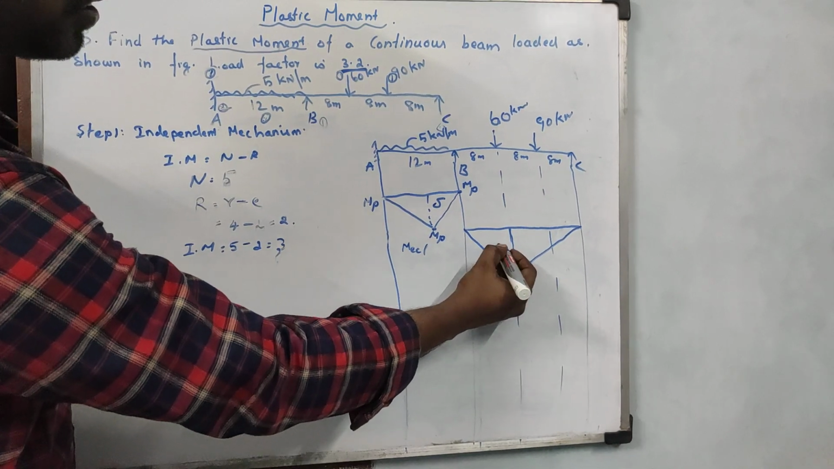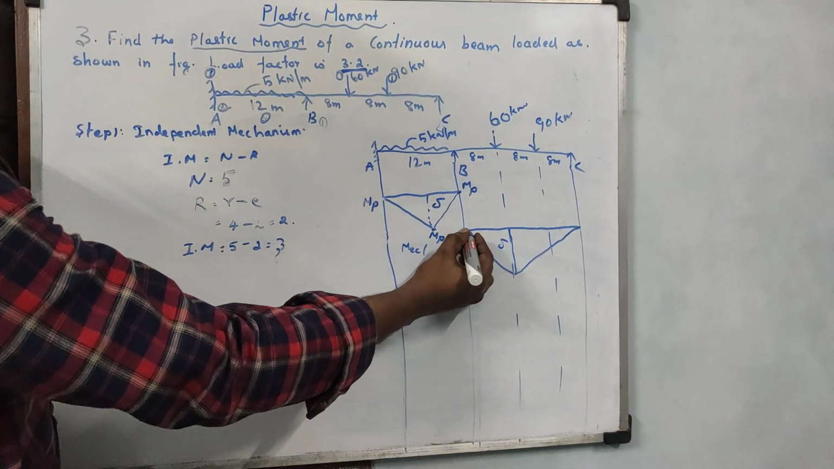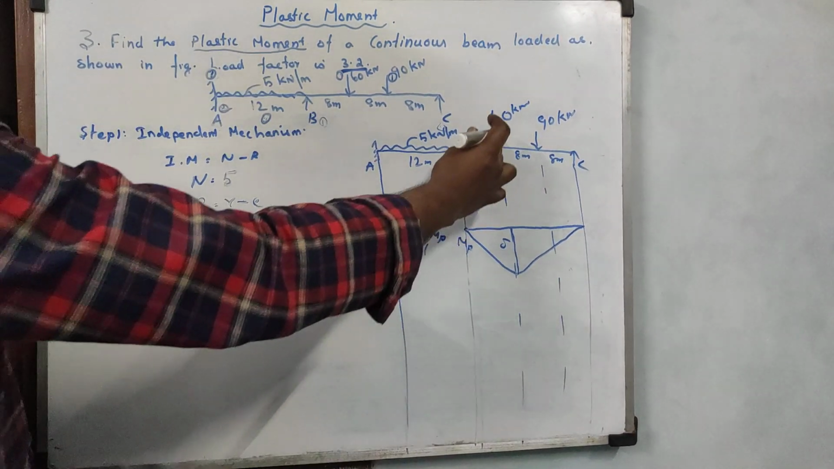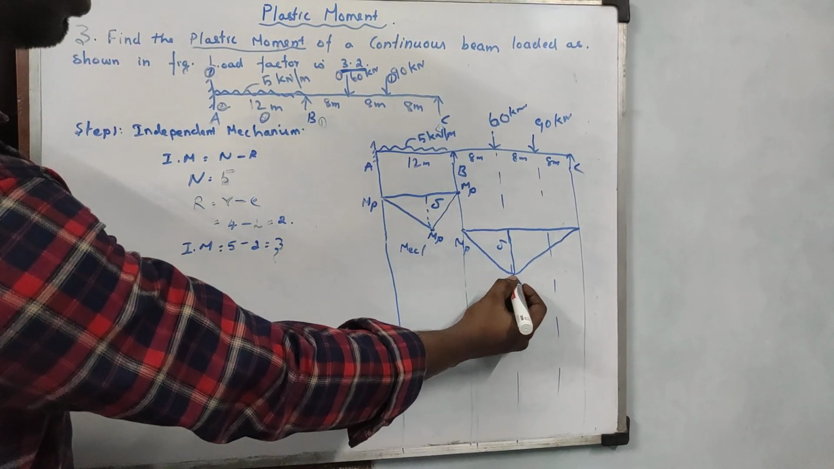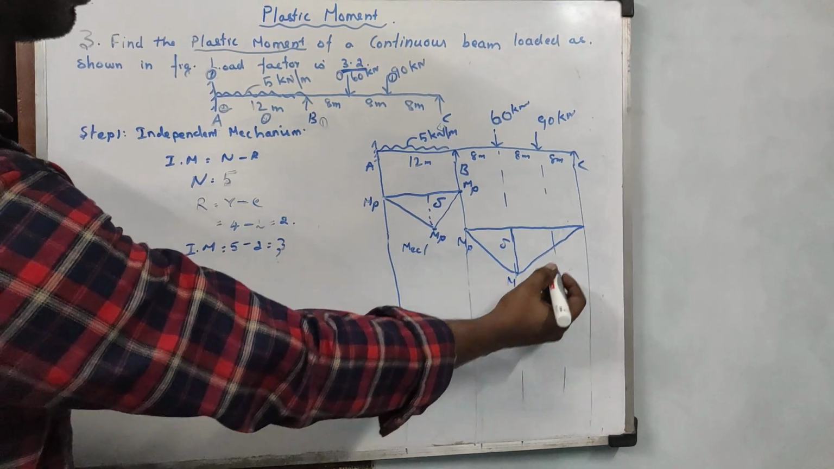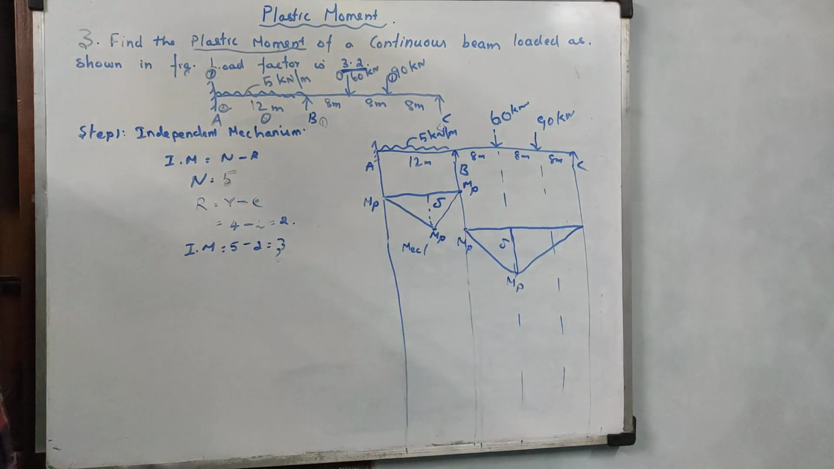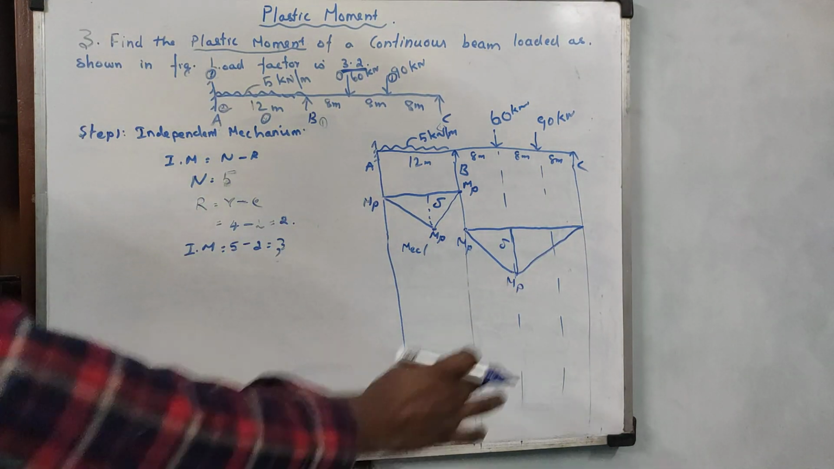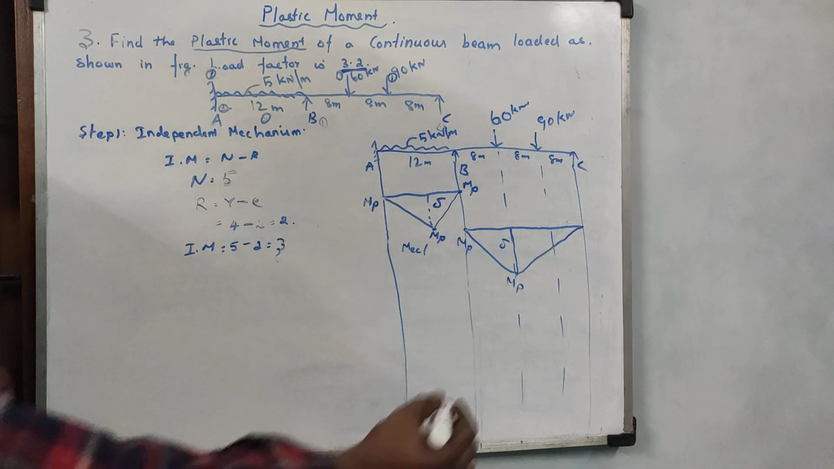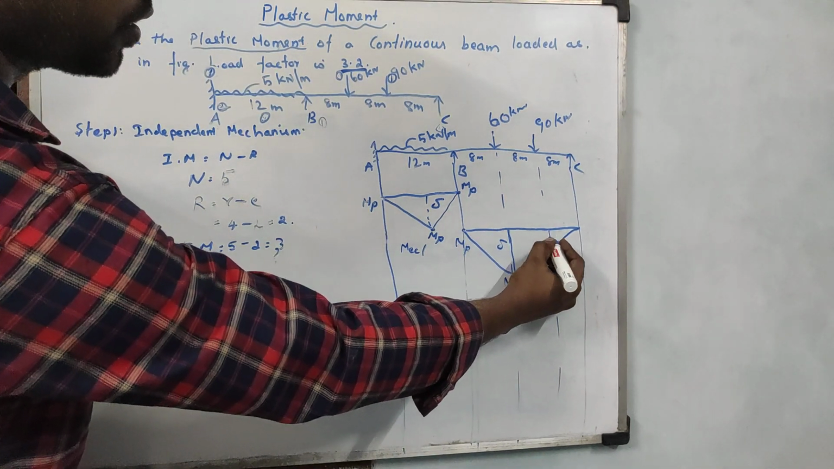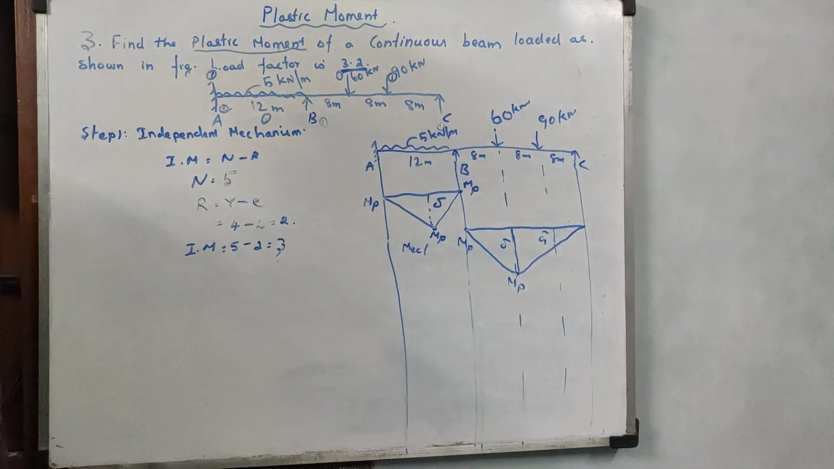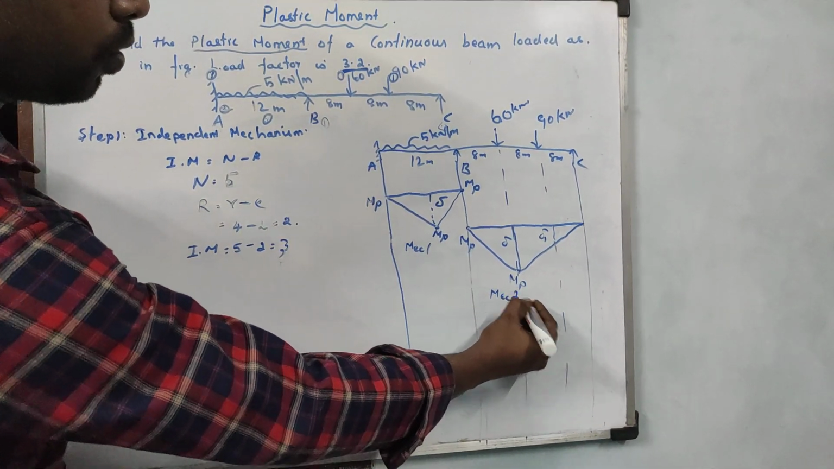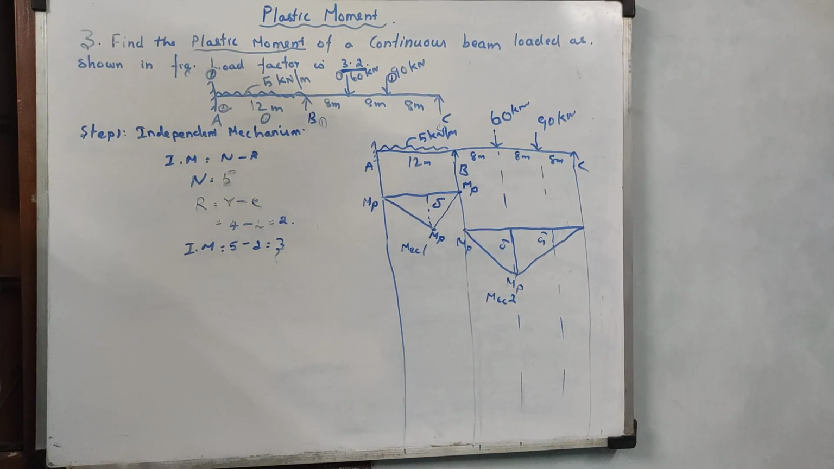Here the deflection is del, and it is the intermediate support, right? At the intermediate support there is a plastic moment, and under this 60 kilonewton load there is a plastic moment. It is the end support, a simple support, so there is no plastic moment at C, right? Assume this deflection equal to del 1. So it is mechanism 2.